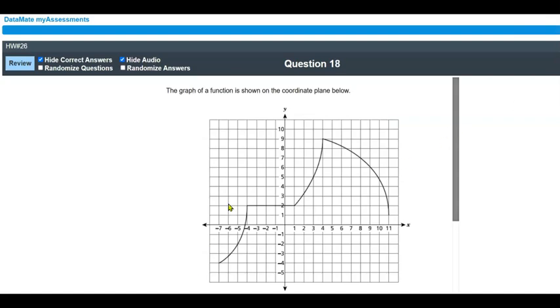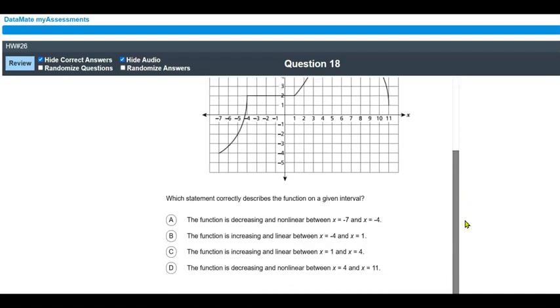Number 18 shows us sections of graphs that are different shapes. Some are curved or nonlinear, some are flat or constant, and some are going downhill, decreasing. Let's take a look at the question. Which statement correctly describes the function over a given interval?